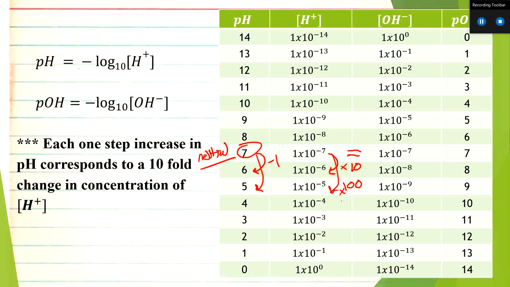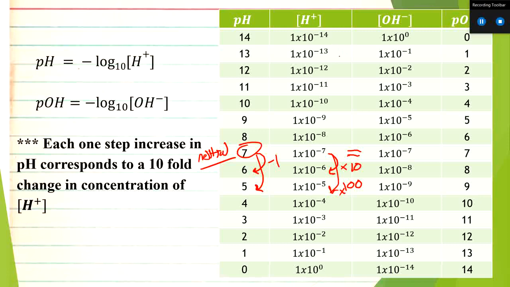So each step in pH represents a tenfold change in concentration. When we're moving 1 pH, we're not getting twice as acidic, we're getting 10 times more acidic. And that's why things can get pretty dangerous when working in those very low or very high ranges of pH.